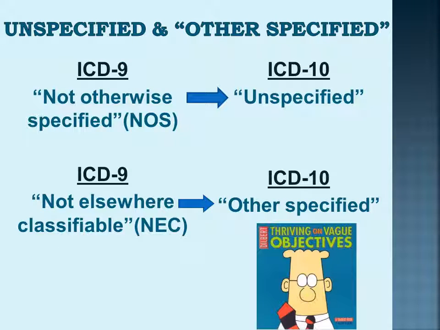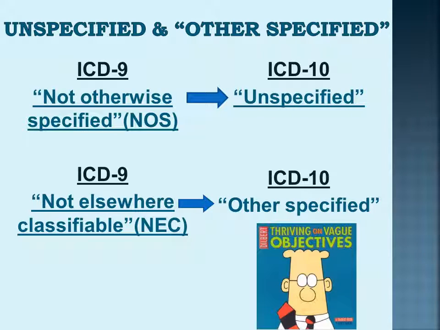We still have the unspecified and other specified in ICD-10. They may be familiar to you from ICD-9, where we talked about not otherwise specified or NOS. And now that becomes unspecified in ICD-10. And not elsewhere classifiable is NEC in ICD-9, and it is now known as other specified in ICD-10.